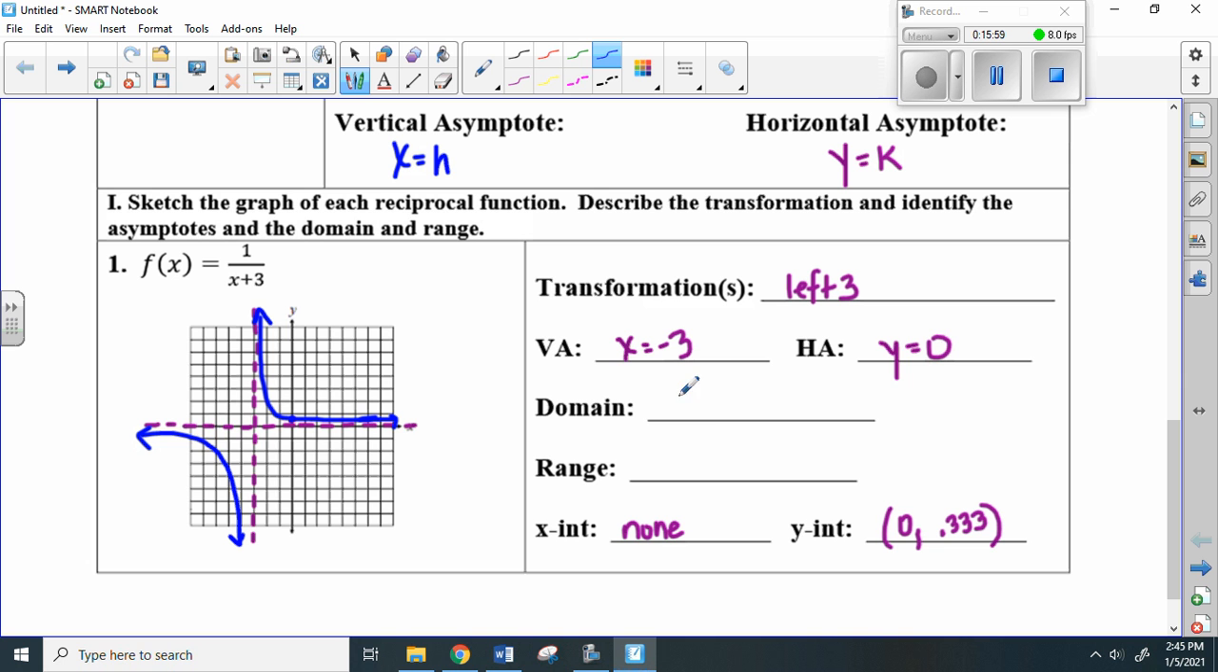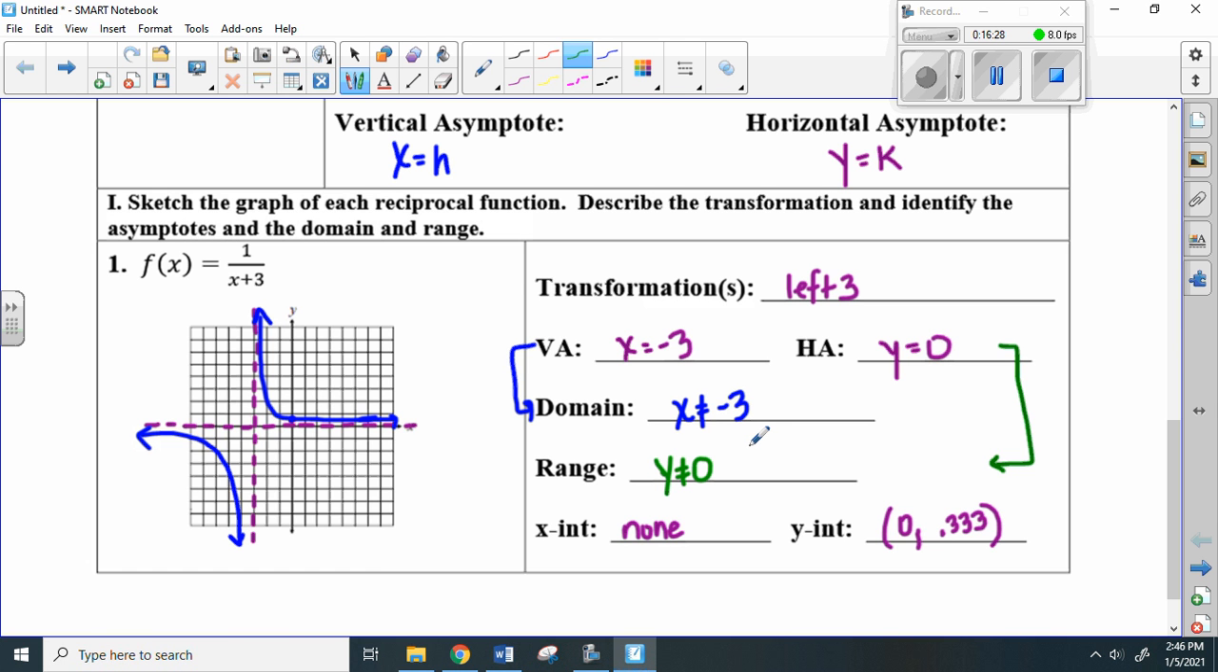And then I didn't mean to skip these, but for the domain and range, remember we said the vertical asymptote and the domain go together. So if the vertical asymptote is x equals -3, then the domain is x cannot equal -3. And for the horizontal asymptote and the range, remember you can pair them up. And so if the horizontal asymptote is y equals 0, the range is y cannot equal 0.